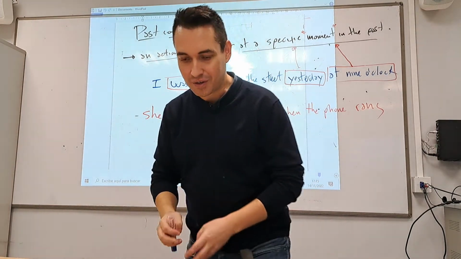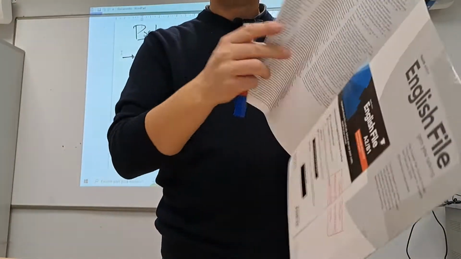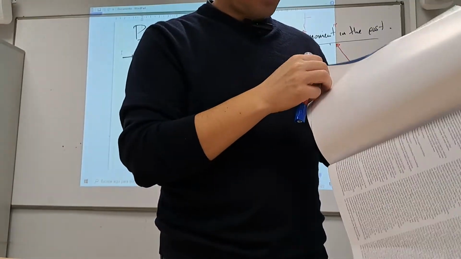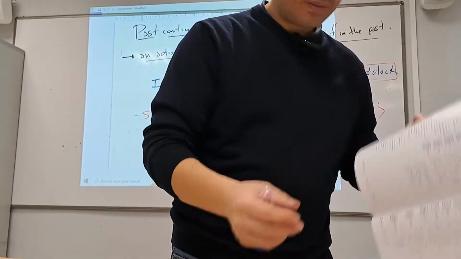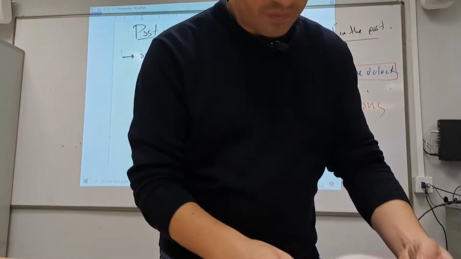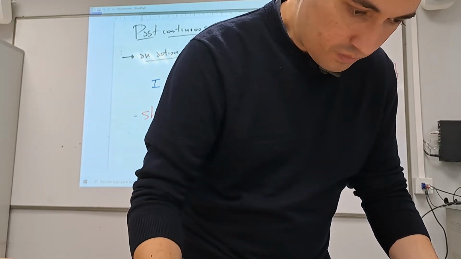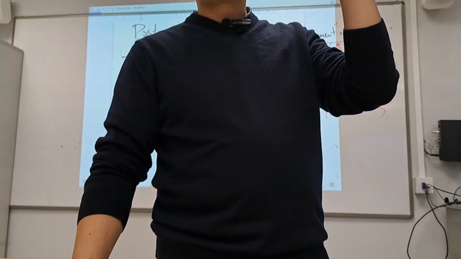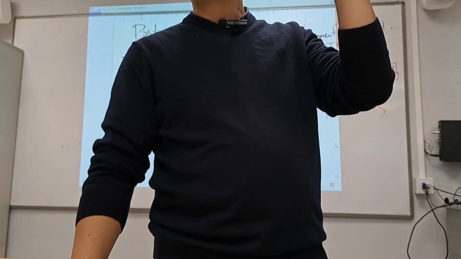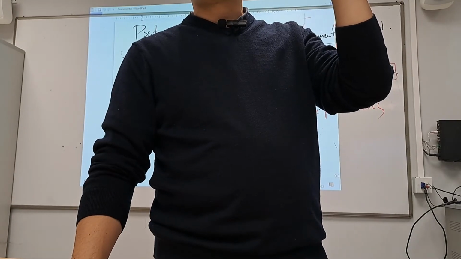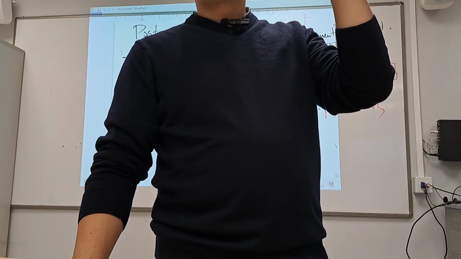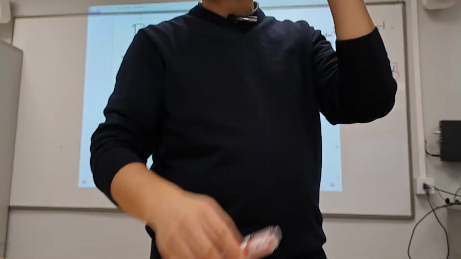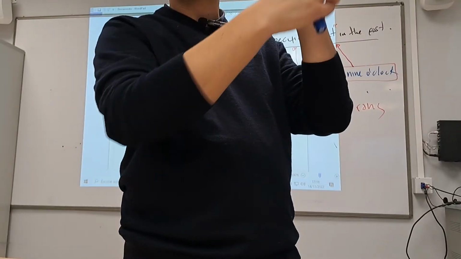Ring, sonar. Rang, sonó. Irregular, yeah? Esta tabla hay que memorizarla, ¿eh? Es esencial. Esto es como la tabla de multiplicar. Si no os aprendéis esta tabla, tendréis muchas carencias. ¿Dónde está la tabla? This one. No vayáis ahora, pero que sepáis que la tenéis al final del libro. Página 250. Esencial, ¿eh? Página 250. Memorizar esta tabla. Si no memorizáis esta tabla, tendréis problemas.